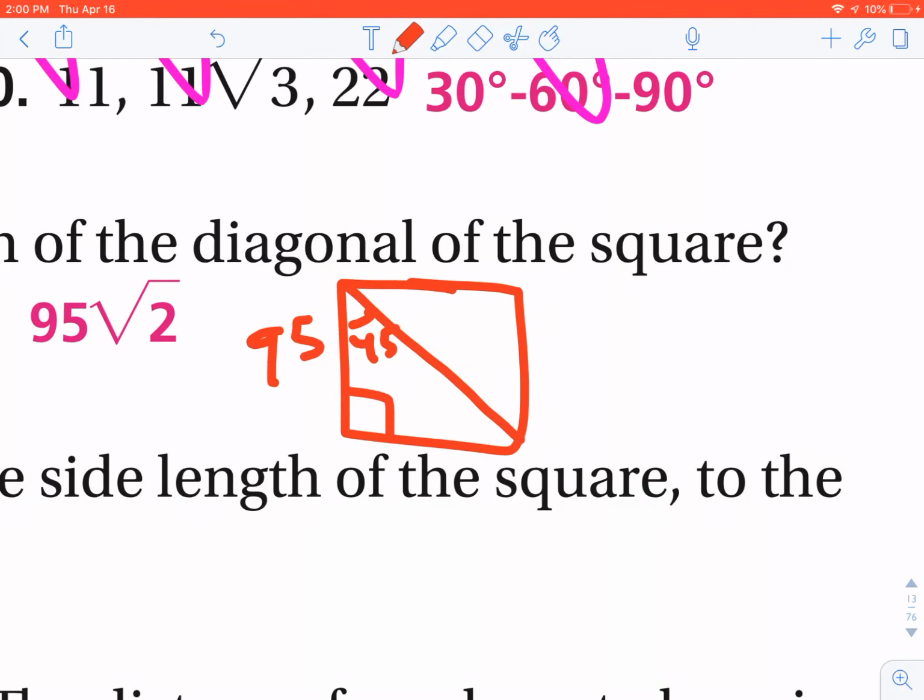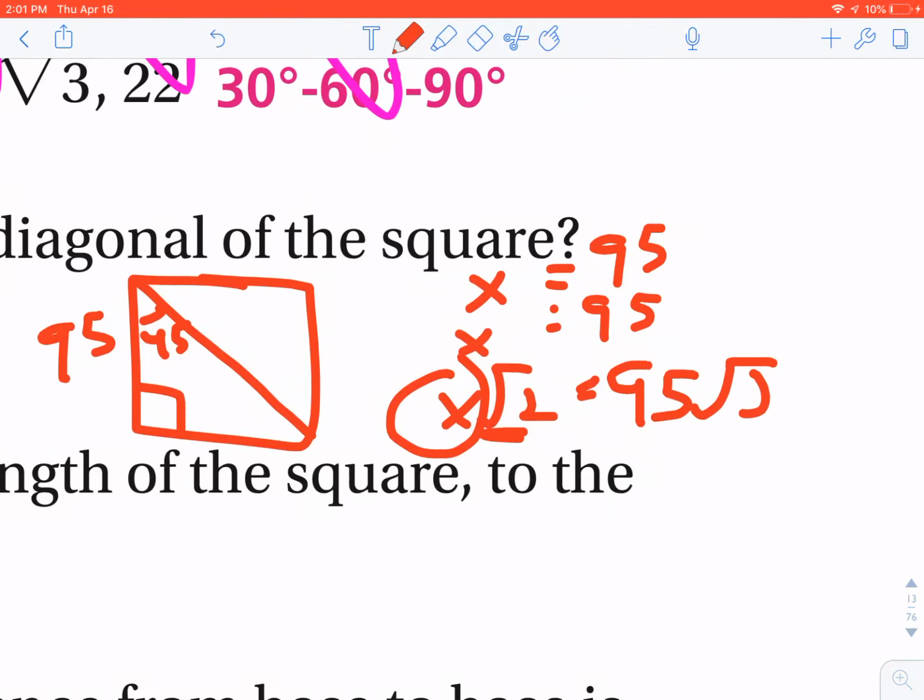Again, if you want to make your table, they're asking for the hypotenuse. Well, the legs for both of these are 95. And then to find the hypotenuse, you take whatever the leg is, which was 95, and you attach radical 2 to it. Okay?